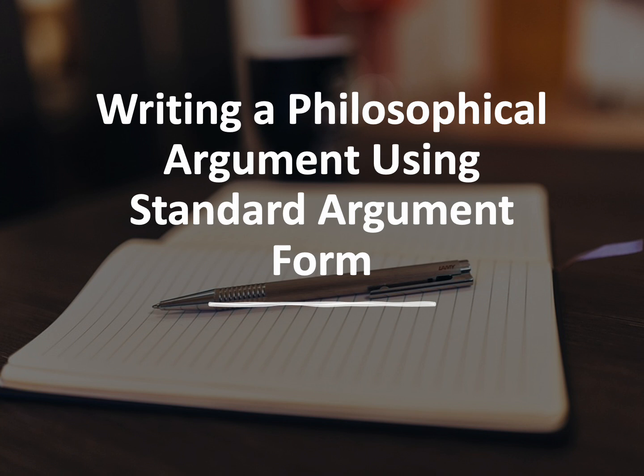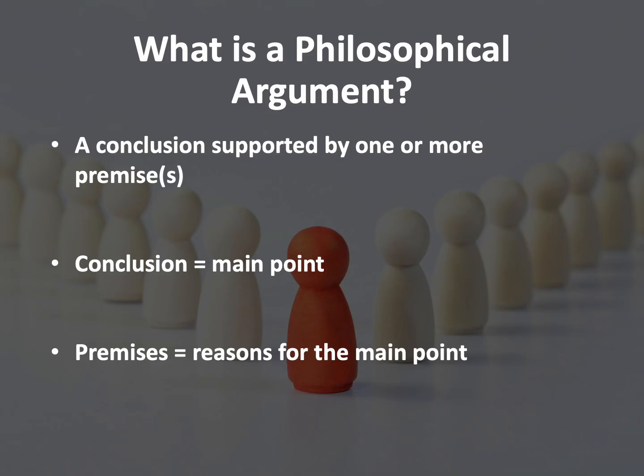In this video, we'll explore how to write a philosophical argument using the standard argument form outline. This method will help you create clear, well-supported arguments. A philosophical argument is simply a conclusion supported by one or more premises. The conclusion is your main point, the thing you want your audience to accept. The premises are the reasons you give to support that main point.